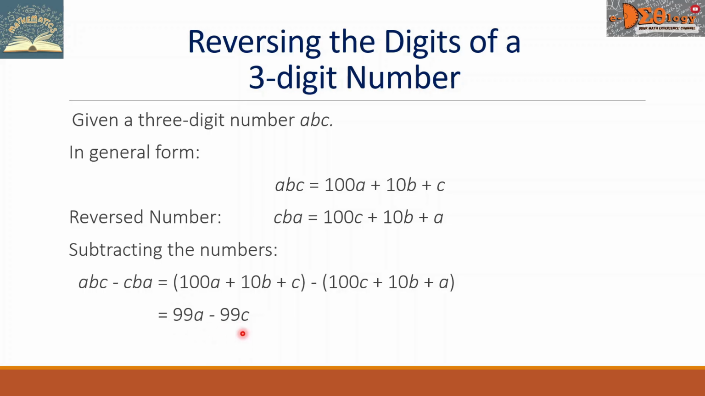The number 99 is common. We can factor it out. So we have 99 times the quantity A minus C. Here we see that the difference is divisible by 99.